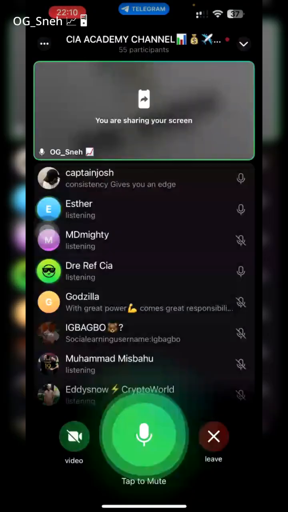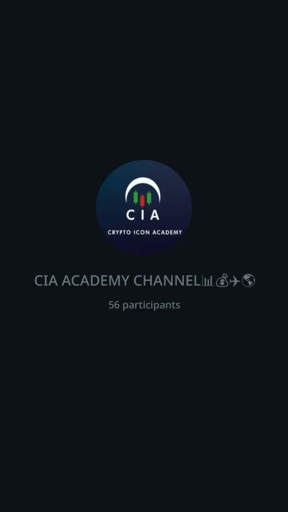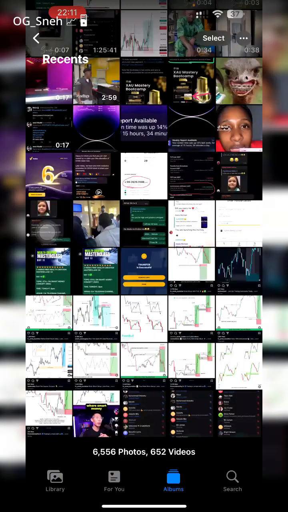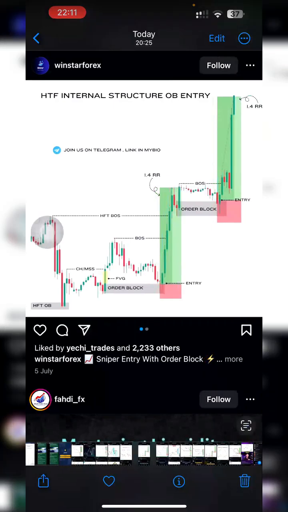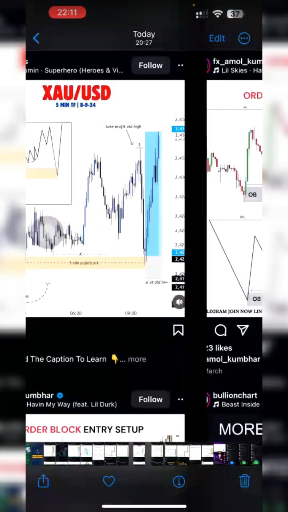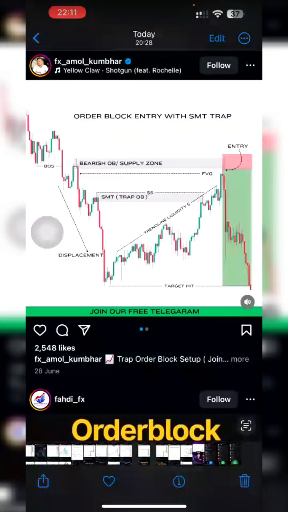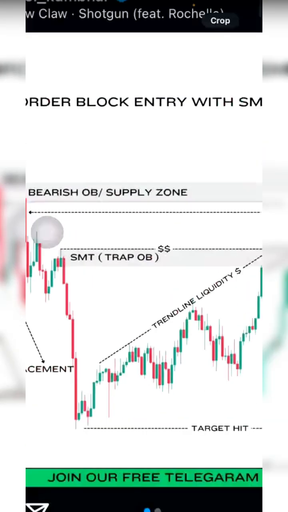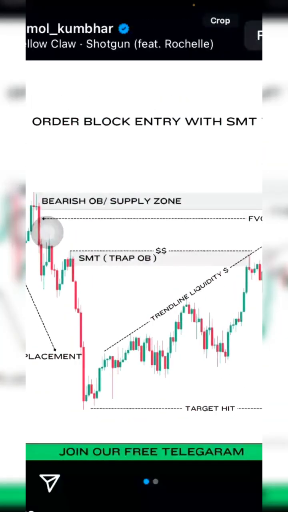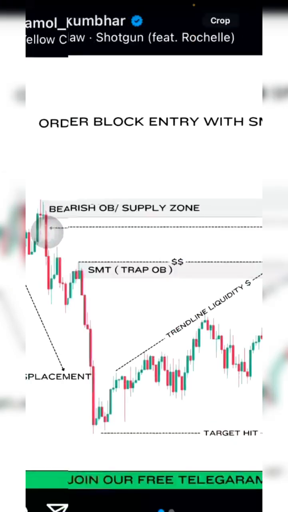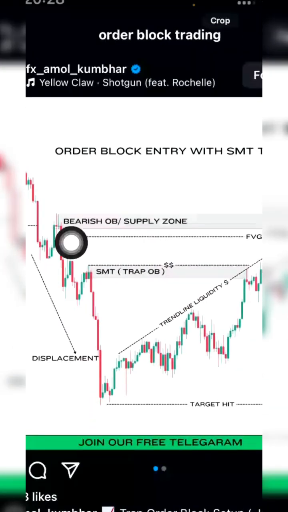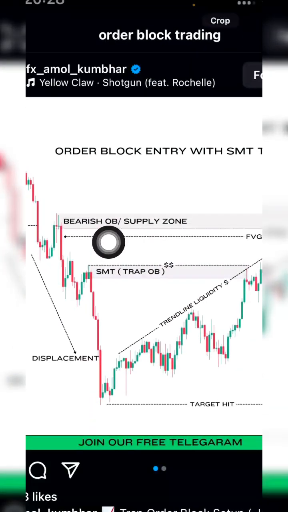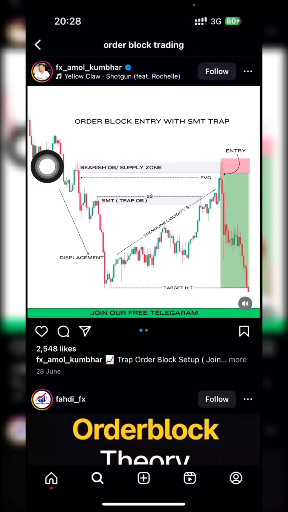Do you understand now? Now let's go and look at that. Look at it: the opposite of a bullish order block is what? Bearish order block. The opposite of a demand zone is what? Supply zone. Do you guys get it now?